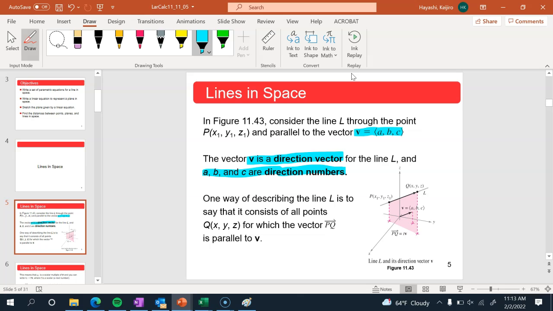So the coefficients of, or the components of V, that describe their direction, the direction or movement in the X, Y, and Z directions are known as direction numbers. They're not really all that crazy.